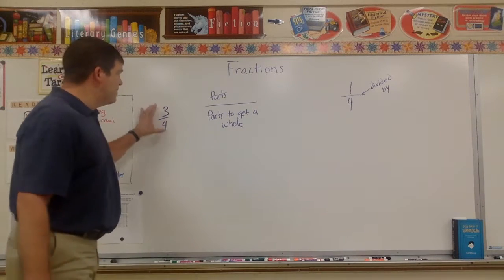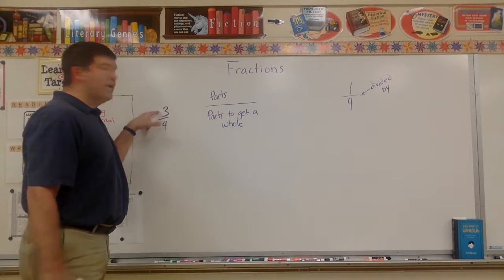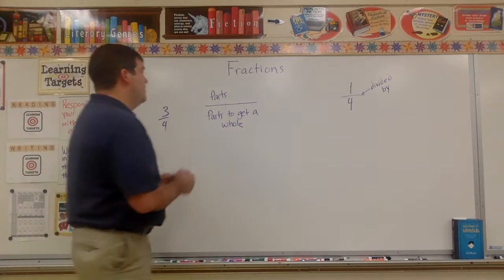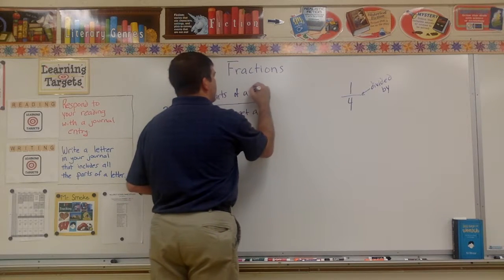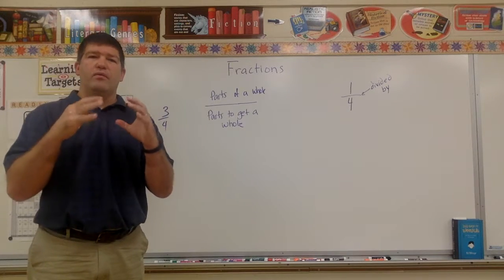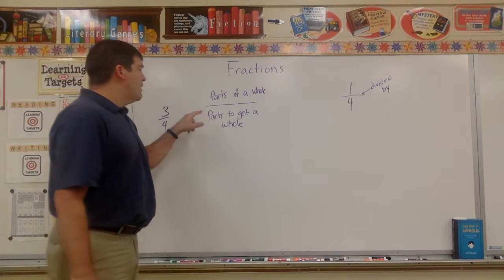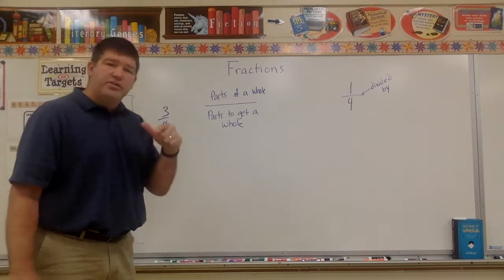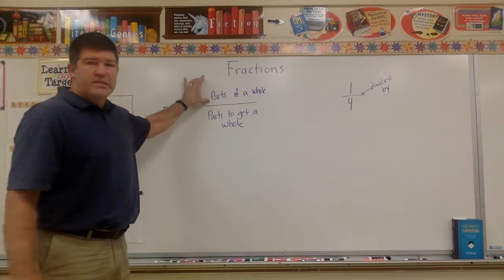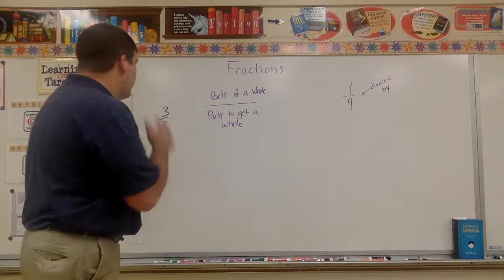And let's talk about 3/4 right now. The top number is the parts. So I have 3 parts of a whole. Like a whole is one complete thing. So parts of a whole, and the bottom number is how many parts you need to get to that whole. So this first part is the parts that you have. This one is the parts you need to make the whole. So 3/4.